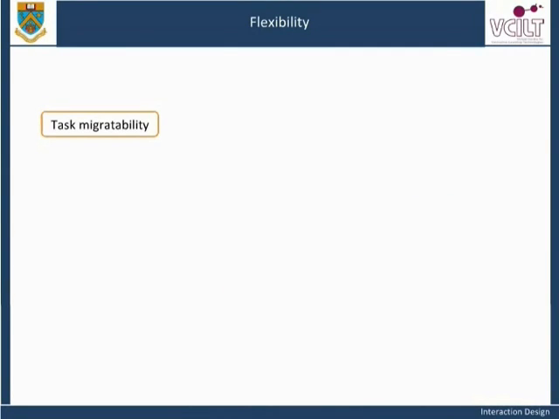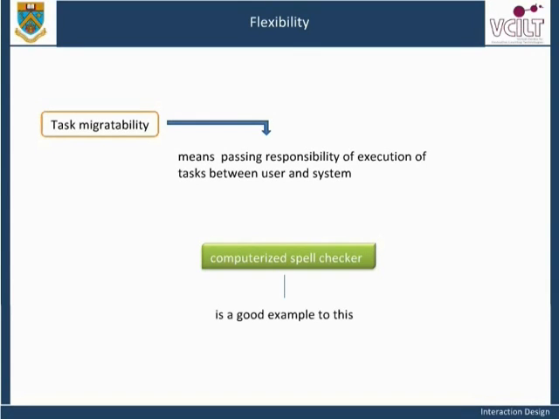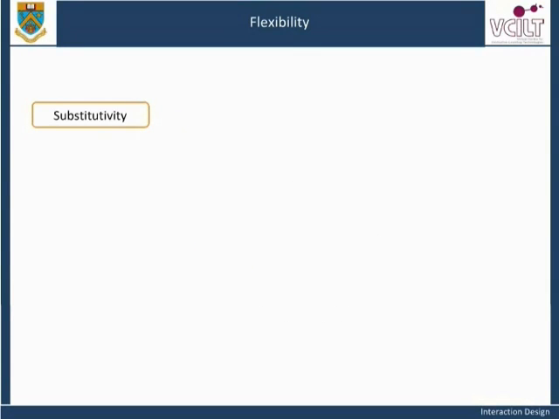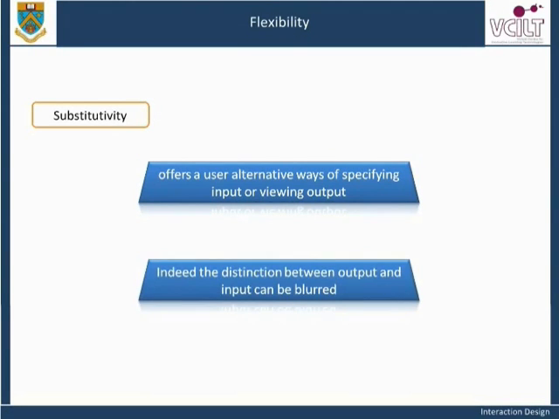Task migratability means passing responsibility for execution of tasks between user and system. A computerized spell checker is a good example of this. Substitutivity offers a user alternative ways of specifying input or viewing output. Indeed, the distinction between output and input can be blurred.